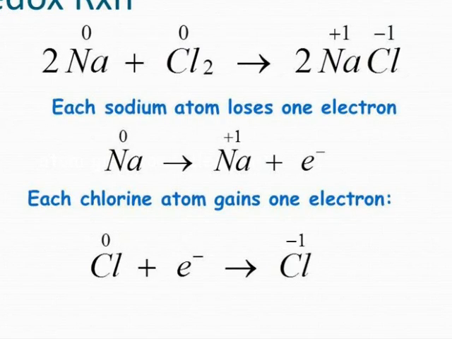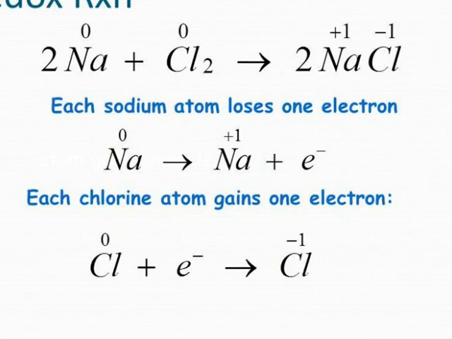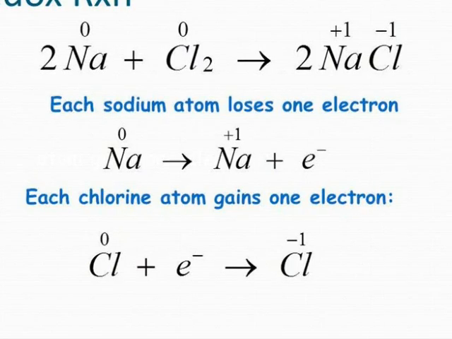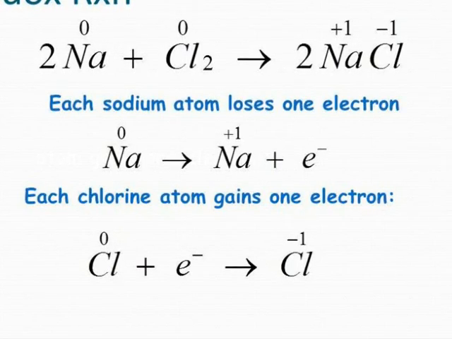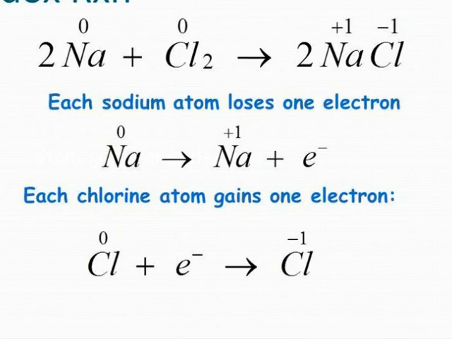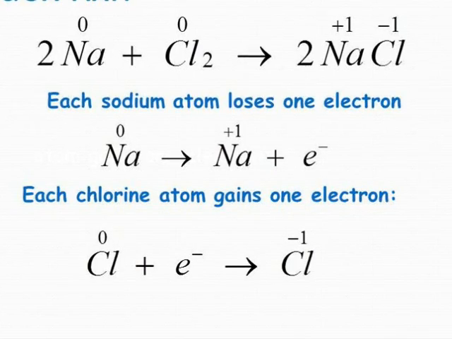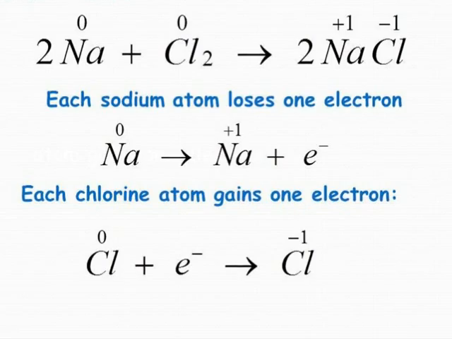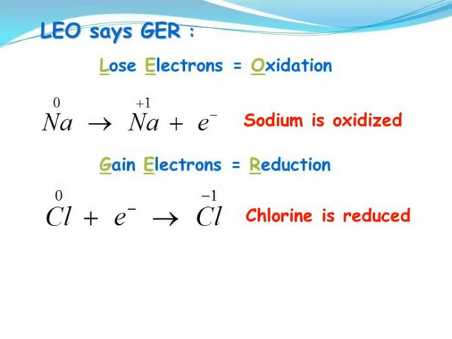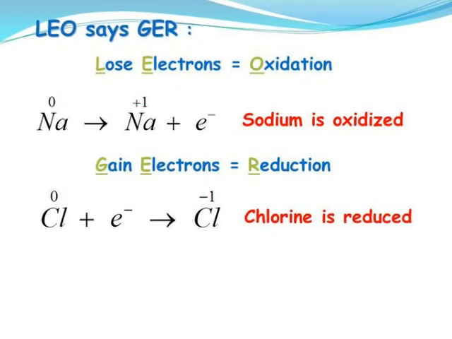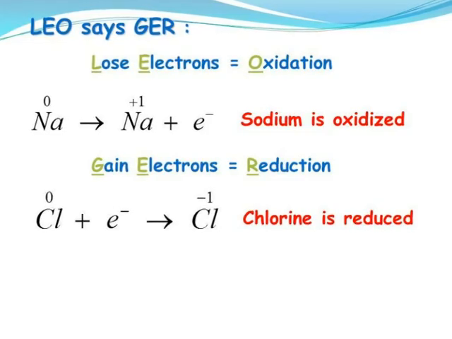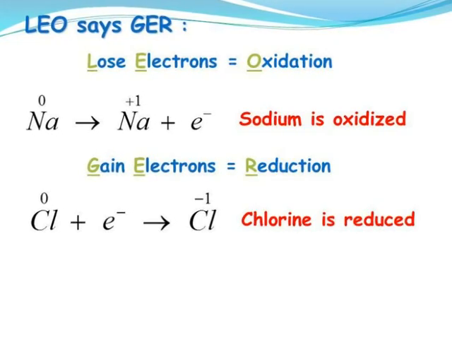The other big hint is that metals generally get oxidized. When they go from pure state to combined, they get oxidized. Nonmetals, when they go from pure state to combined, they get reduced. This slide just confirms what we're talking about. LEO, lose electrons, is oxidation. GER, gains electrons, is reduction.